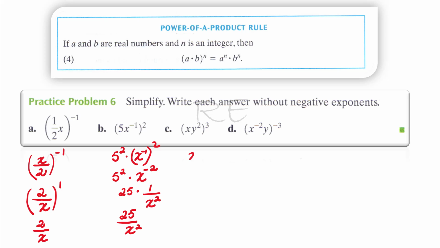(x times y squared) to the third is going to be x cubed times y to the 2 times 3, y to the 6. x to the negative 2 times y to the negative 3. Negative 2 times 3 is 6. x to the 6 times y to the negative 3, which is x to the 6 over y to the third.